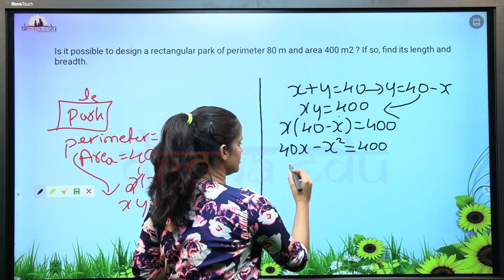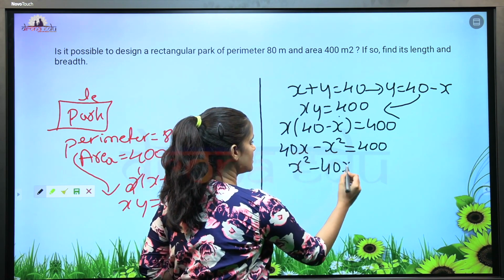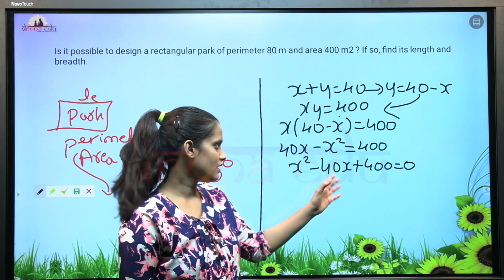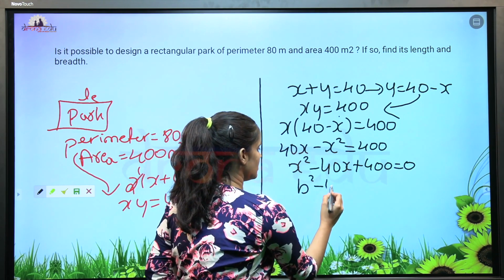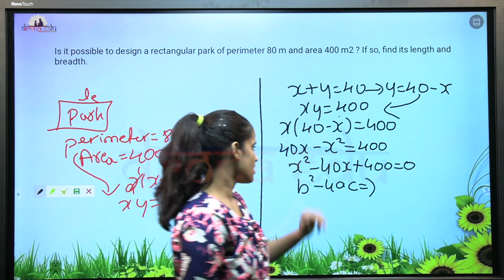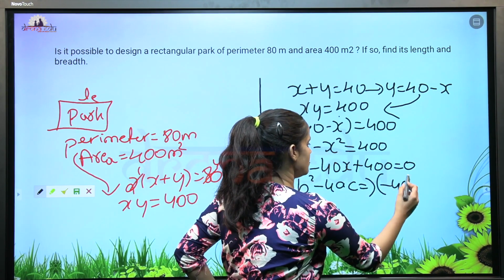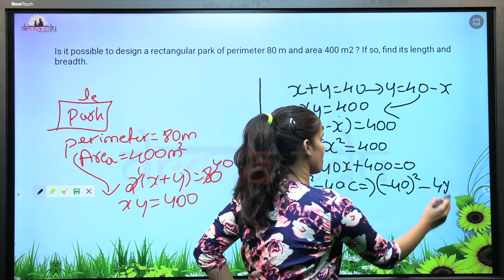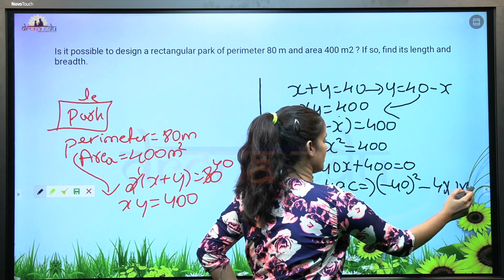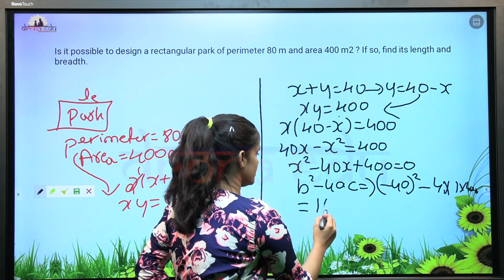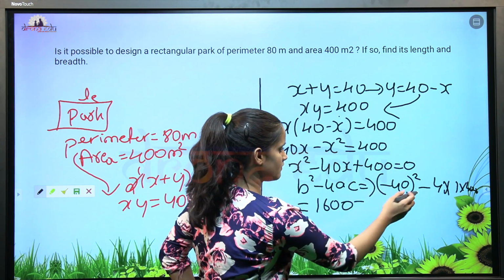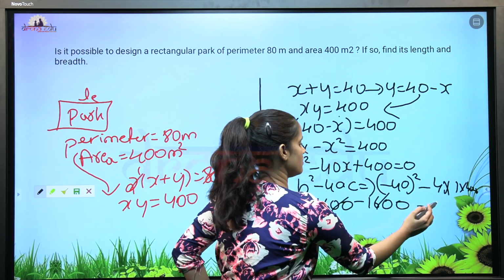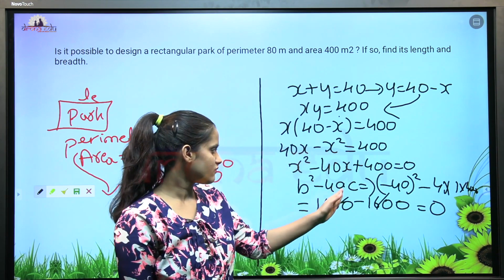So I'll get x square minus 40x plus 400 is equal to 0. I can solve it using b square minus 4ac. Here b is minus 40, so minus 40 square, minus 4 into a, which is 1, into 400. How much do I get? 16,000 minus 4 into 400, which is 16,000. So it is 0. I got b square minus 4ac as 0.